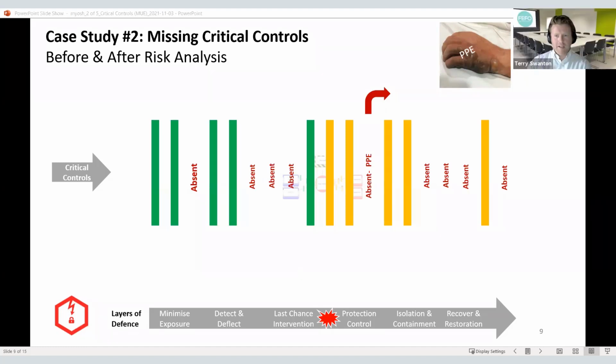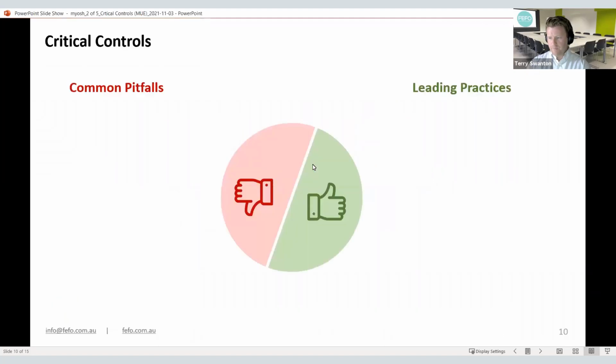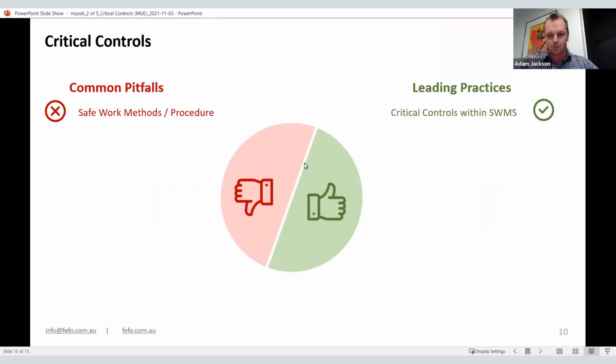Yeah, absolutely. And I guess it goes back to engaging the people in that process through the risk workshop. Yeah. Okay, over to you, Adam. So what are some of the common pitfalls?